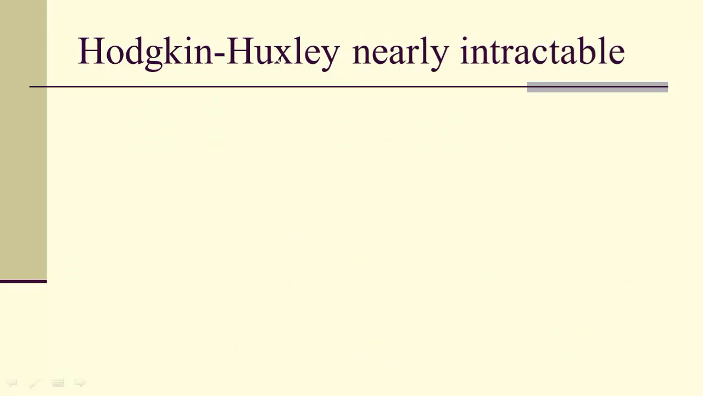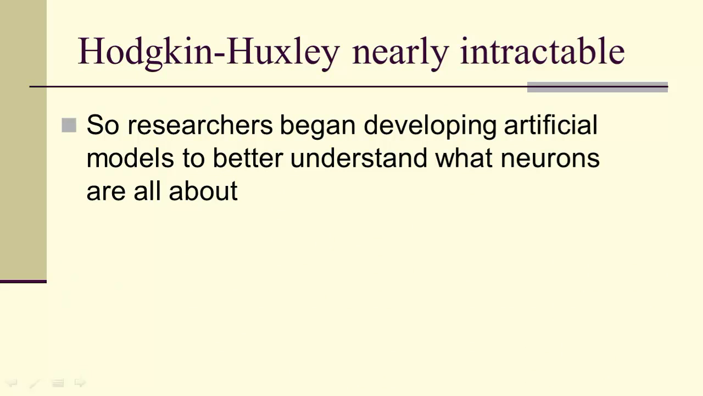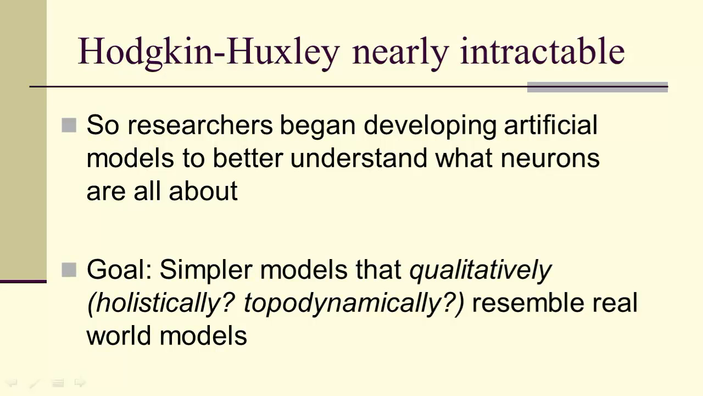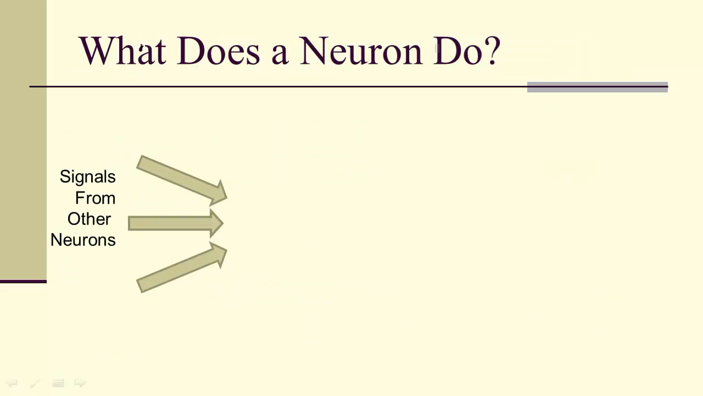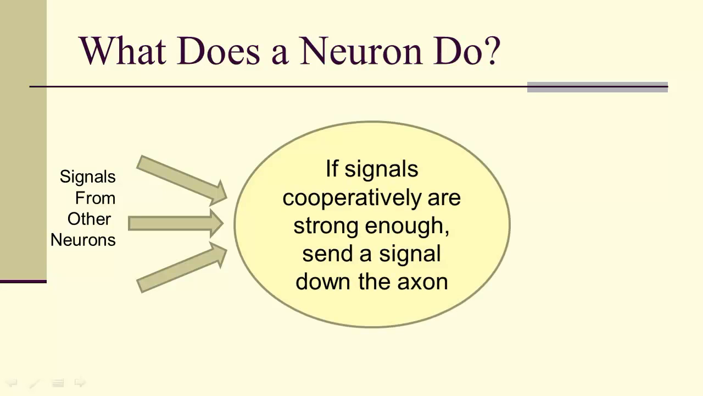And in fact, the Hodgkin-Huxley equations are nearly intractable, which means almost as soon as they were discovered, researchers began developing artificial models to better understand, in particular, the Hodgkin-Huxley equations. And the goal is simpler models that, in some sense, qualitatively, holistically, resemble real-world models. So we're going to do the same thing. So what does a neuron do? Well, it takes signals from other neurons, and if the signals cooperatively are strong enough, then we get a signal sent down the axon, which means it goes out to other neurons.